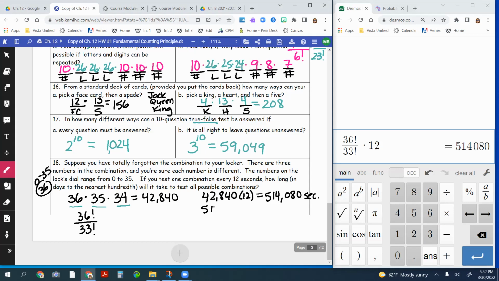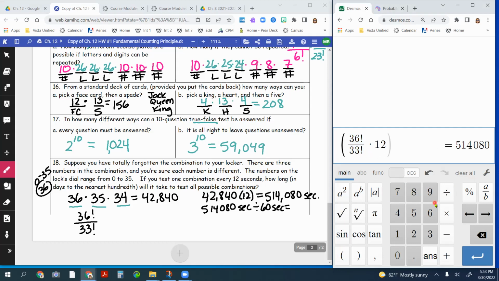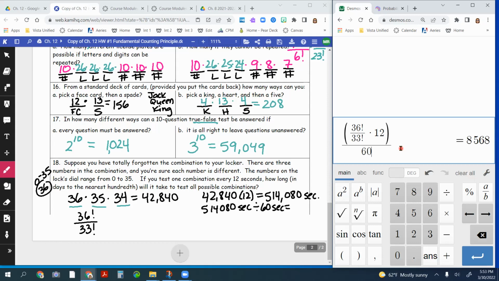And we want to know how long will it take in days. So I'm going to take 514,080 seconds. I'm going to divide it by 60 seconds to get minutes. So I'm going to take this whole quantity, 514,080, I'm going to divide it by 60. And so that is going to be 8568 minutes. I'm going to take 8568 minutes and divide it by 60 minutes to get hours.